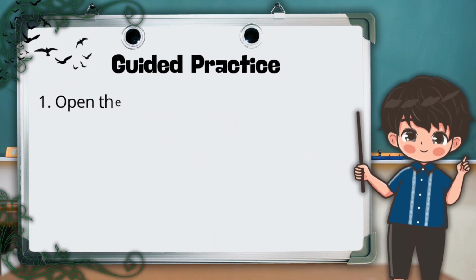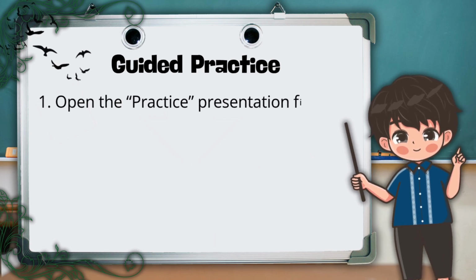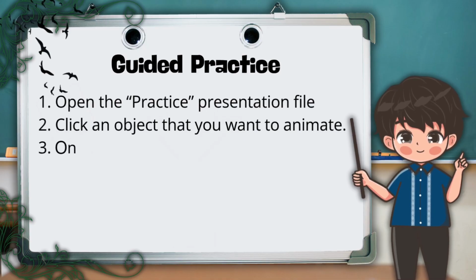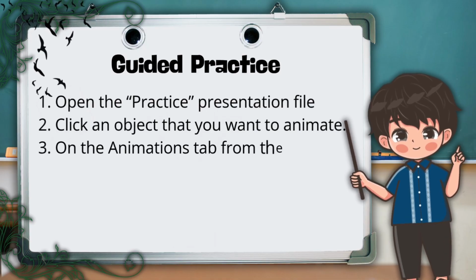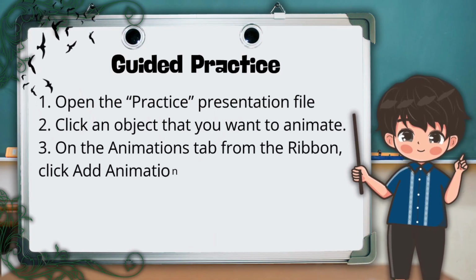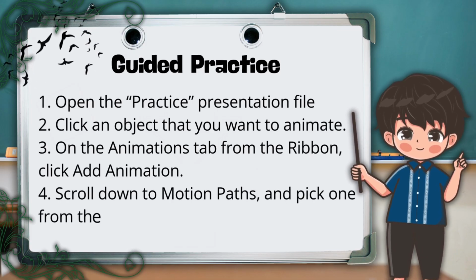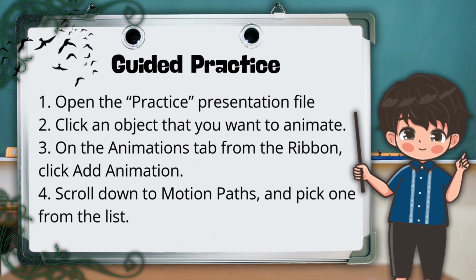Now for our guided practice. 1. Open the Practice presentation file. 2. Click an object that you want to animate. 3. On the Animations tab from the ribbon, click Add Animation. 4. Scroll down to Motion Paths, and pick one from the list.